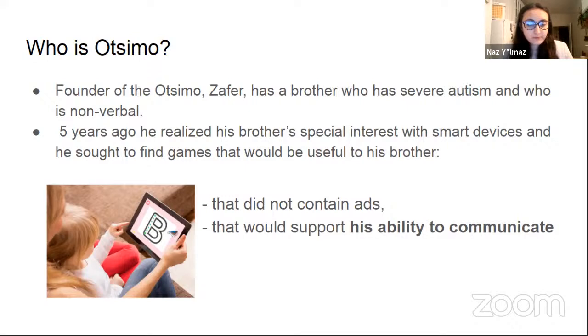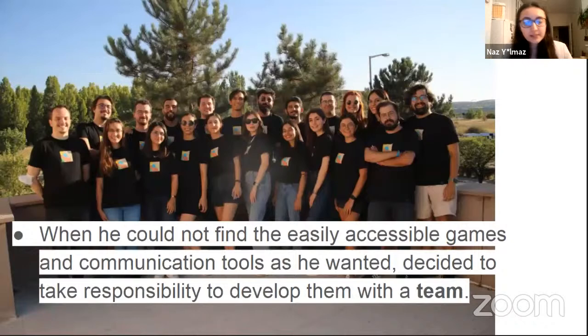5 years ago, he realized his brother's special interest in smart devices, and he sought to find games that would be useful for his brother, games that did not contain ads and that would support his ability to communicate and learn. When he could not find the easily accessible games and communication tools he wanted, he decided to take responsibility and develop them with the team.